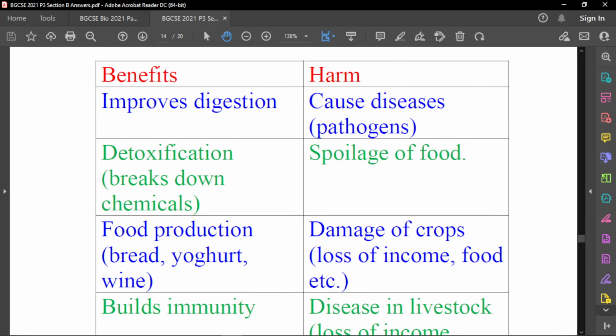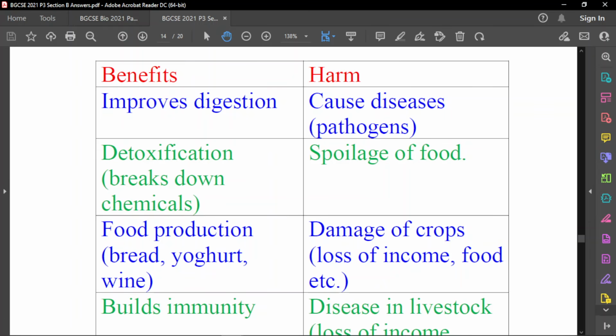So a benefit to us now: microbes improve our digestive system, because microbes help to break down certain things inside of our guts. And even some microbes help us to produce vitamins. I think I've listed it, I'm not sure, but it should be there. But let's go through. Microbes can help us with a process of detoxification, because microbes can help us to break down harmful chemicals as well.